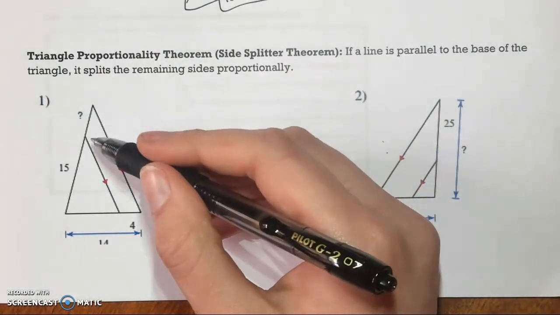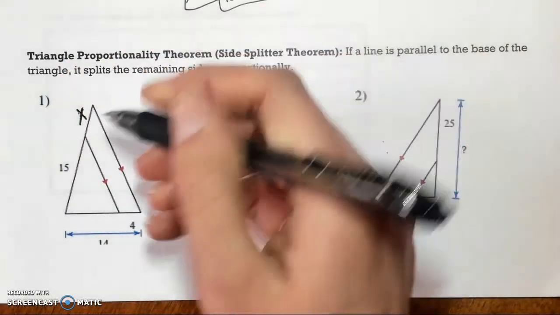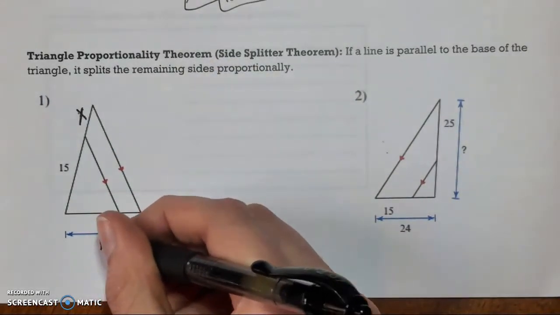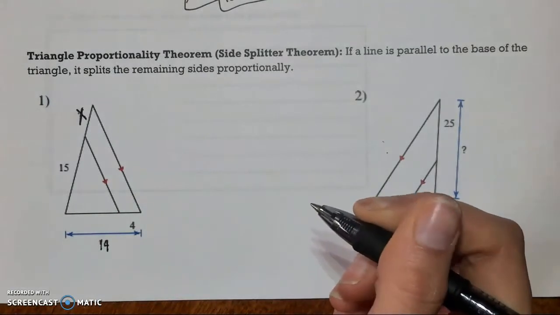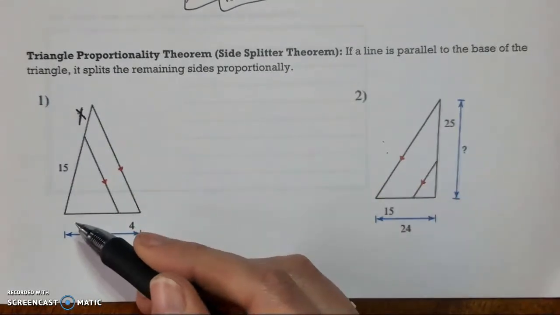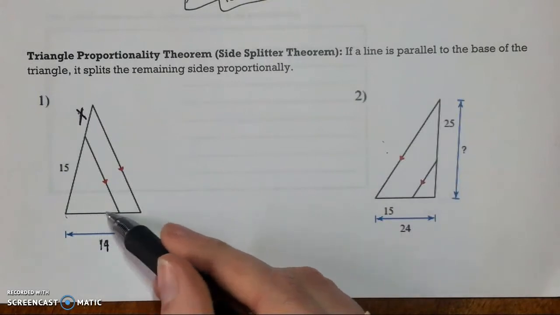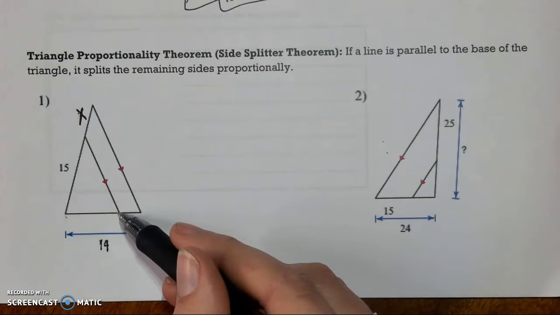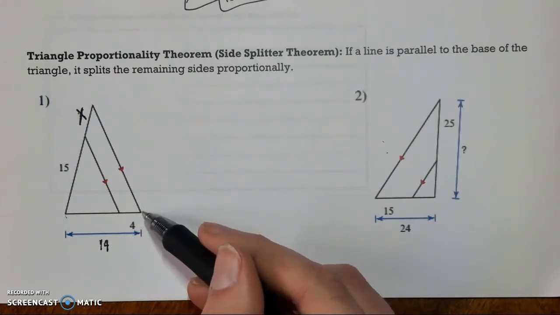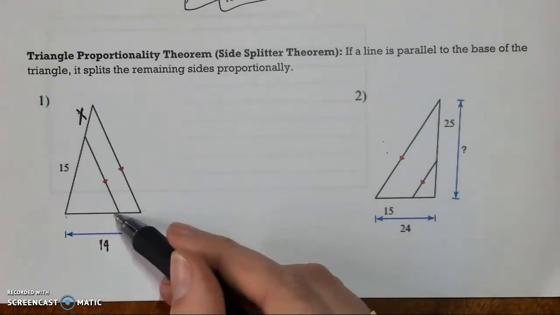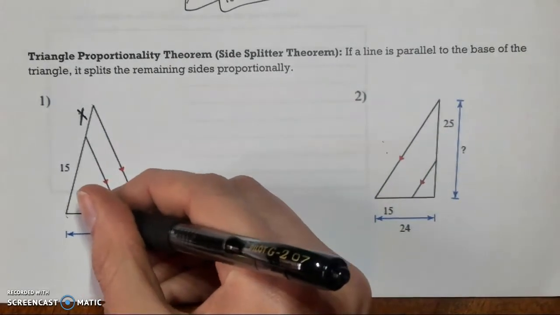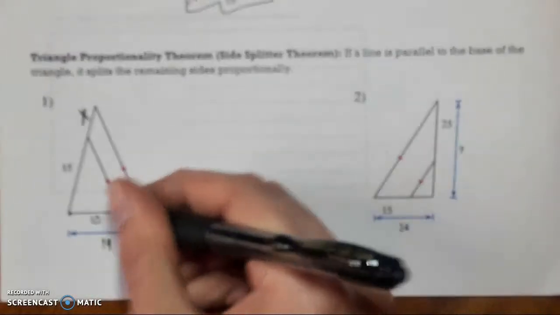I see for number 1, there's a question mark, so I'm going to label that as an x. So that's what we're trying to find. This got cut off. It's supposed to be 14 right there at the bottom. And to set up the proportion, I'm going to need to know what this length is. Well, the whole length is 14, and this length from here to here is 4. So therefore, to find this missing length, you would do 14 minus 4. 14 minus 4 is 10. So from here to here, the length is 10.